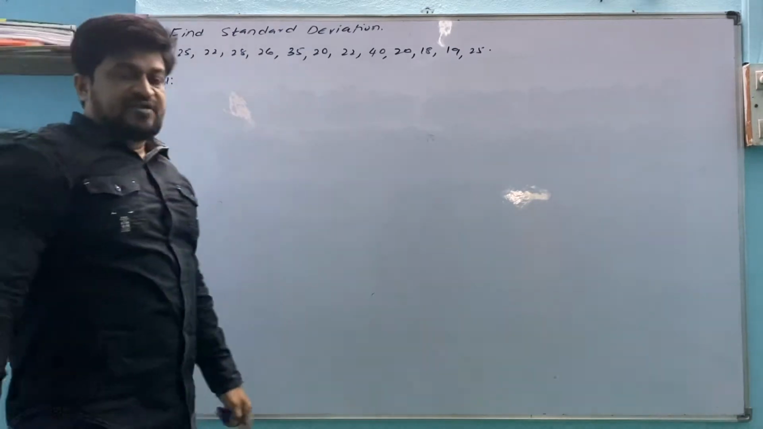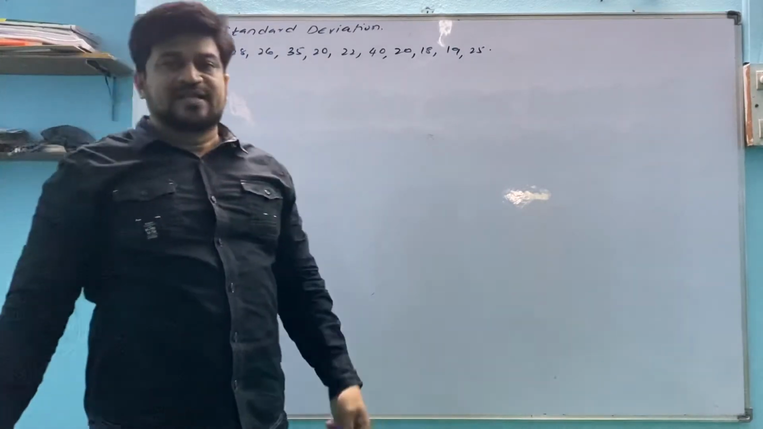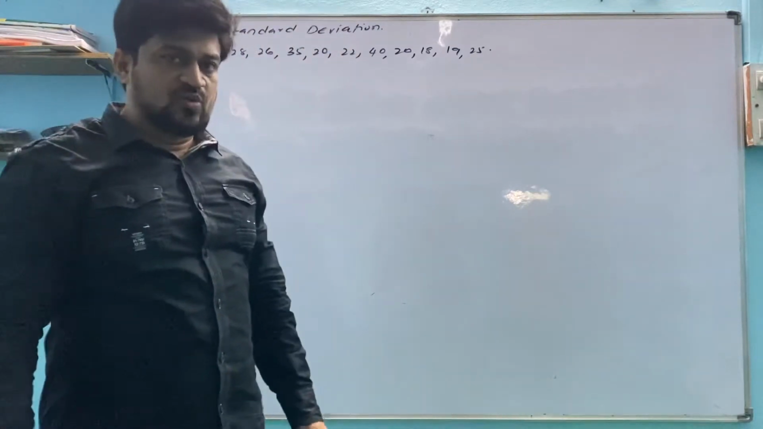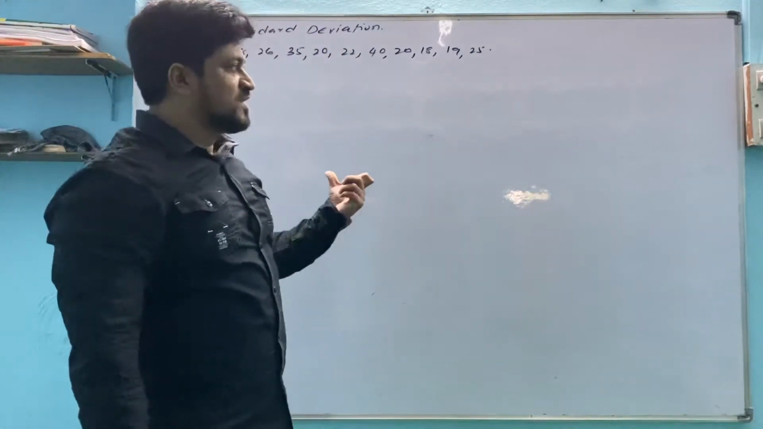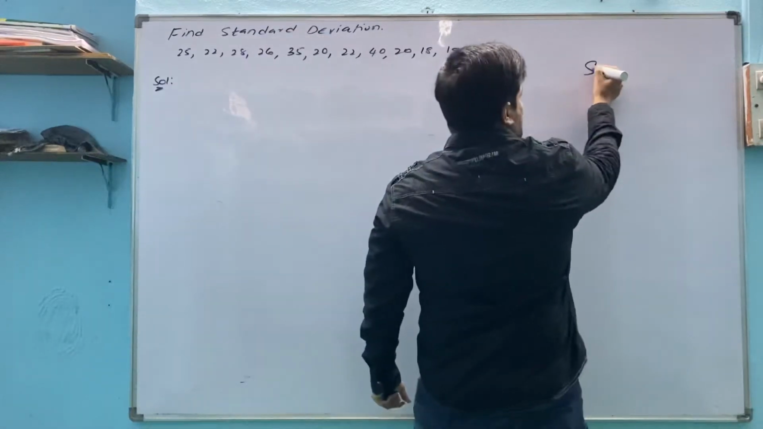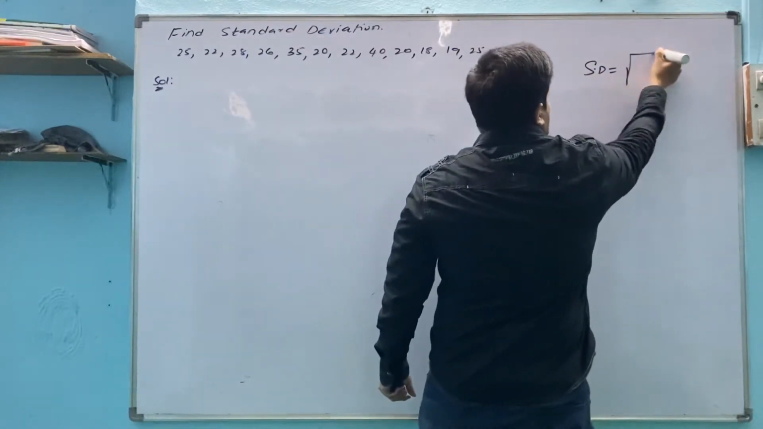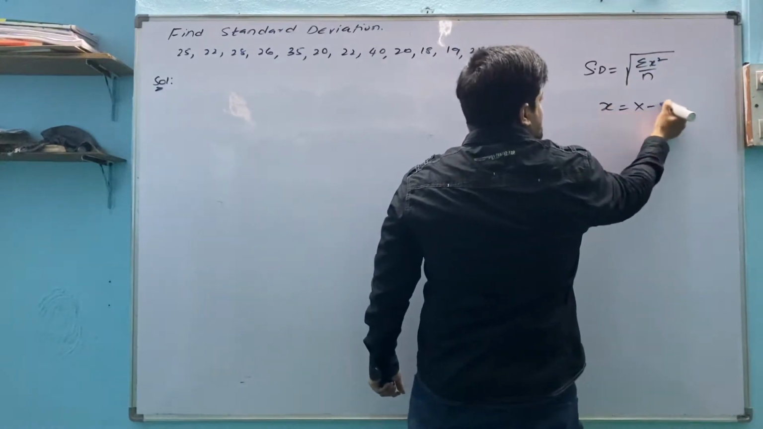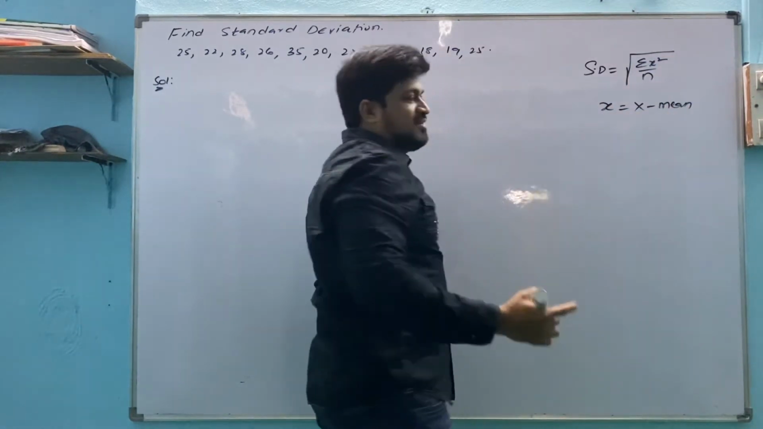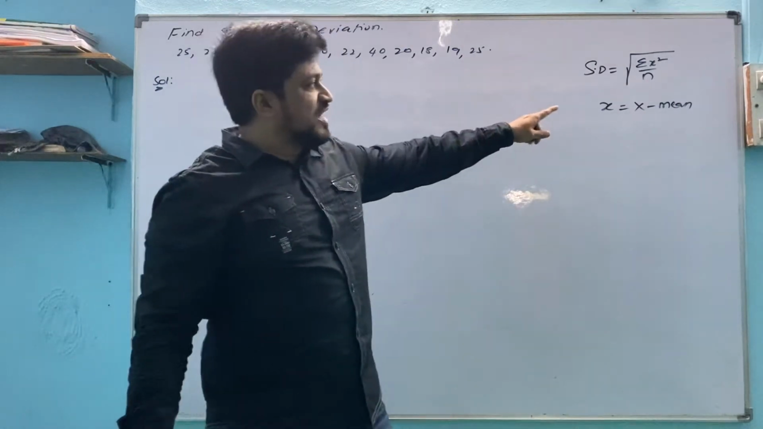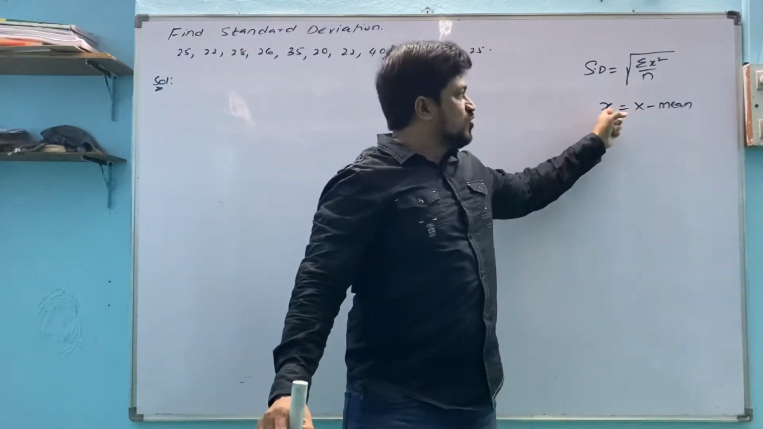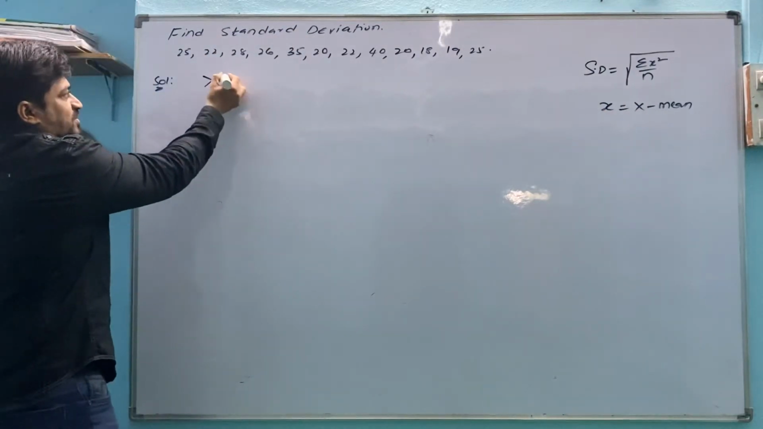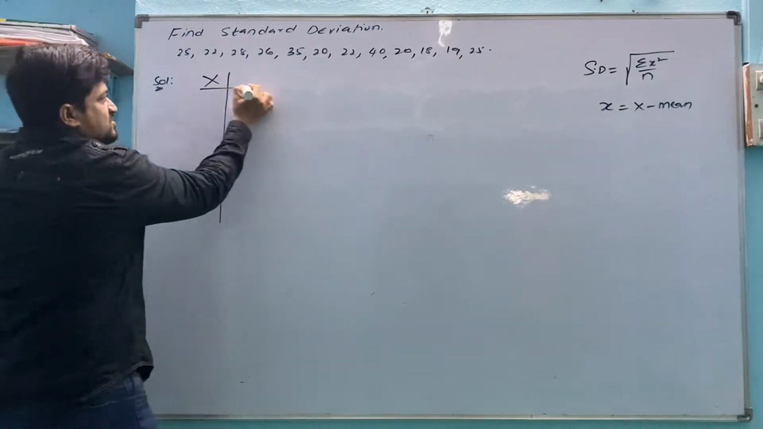To find standard deviation of this series, this one is clearly an individual series. To find individual series standard deviation, you have to be perfect in the formula. The formula of standard deviation of individual series is square root of sigma small x square divided by n, where small x is x minus mean. That means to find standard deviation, we have to find mean first. Then we can go for small x. So the values are given to you. You have to remember to take that one as capital X values.